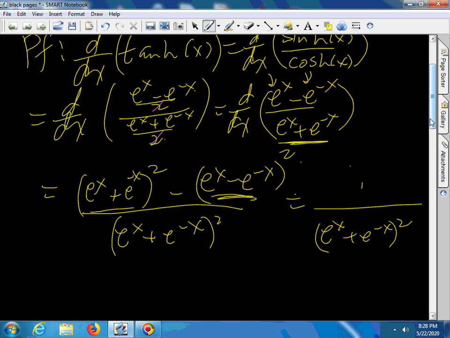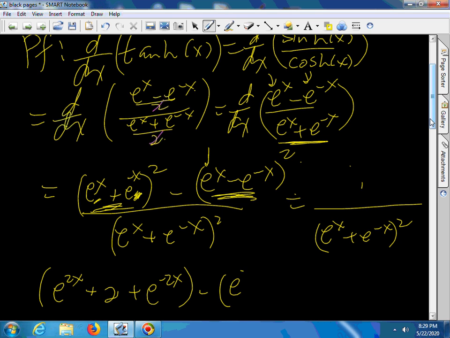Square. Now, when you square this, you're going to get e to the 2x plus 2 times this times that, which is e to the 0 or 1, and 2 times 1 is still 2, plus you're going to get this squared, e to the negative 2x, minus. Now when you square this, you're going to get the first squared, minus 2 times the product of these two, which is again 1, which you don't have to bother with, plus you're going to get this squared, which is e to the negative 2x.